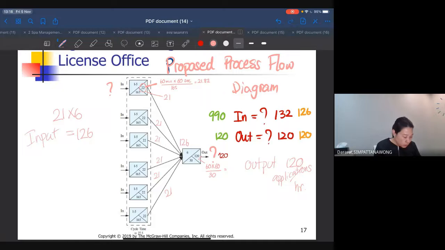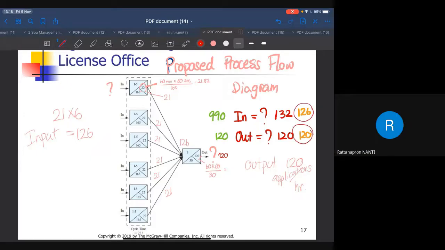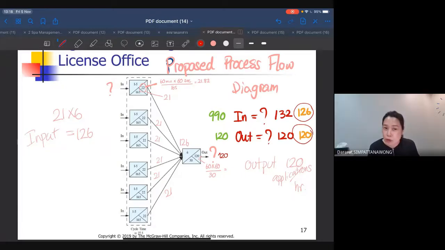Okay, so the students who got the answer correctly would be Ratanaporn. Professor, may I ask a question? Where is the 60 times 60 from? Where did I get this from? Yep. Can you explain more?